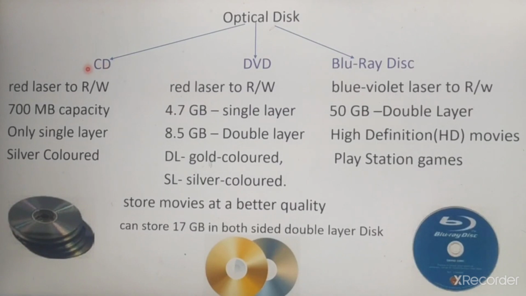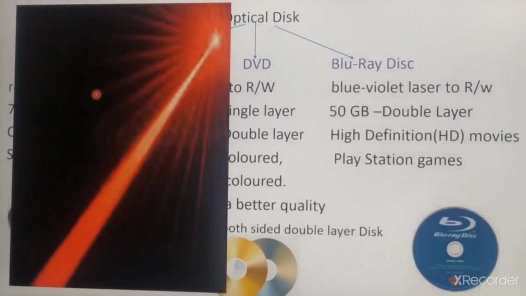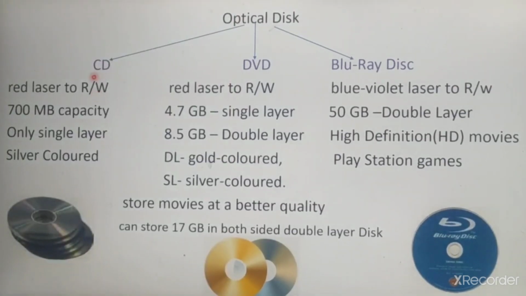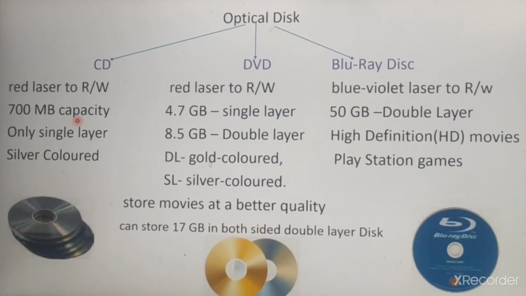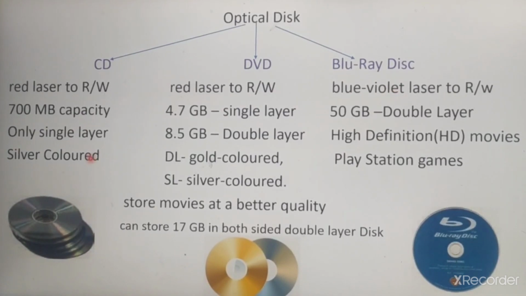First let's see CD, compact disc. Here we use red laser light to read and write the information. With the help of red laser light, we can read and write information on both CD and DVD. In a CD, we can store a maximum of only 700 MB of data. It is a very small storage capacity compared to a digital versatile disc and a Blu-ray disc. Here we have only a single layer of disc. Single layer means only a single side can be used in the CD, with only one layer. It is colored silver.